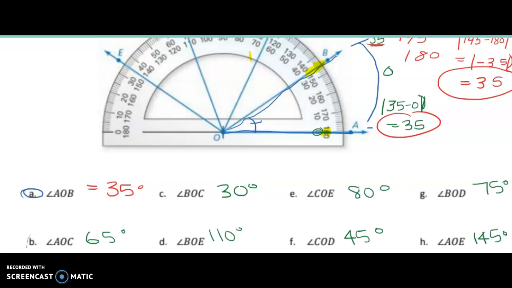So if you didn't miss more than one or two, I'd say you're good. If you did miss more than a couple, I would say definitely go back and review how to use a protractor. And as always, if you can't figure it out, please come to me and I can help you.